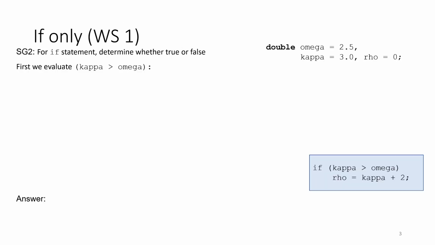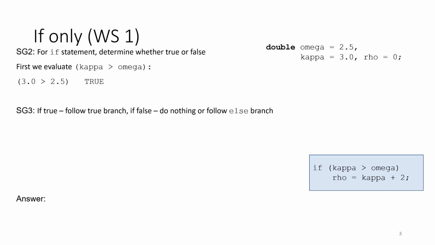For subgoal 2, we determine whether the Boolean expression is true or false. So we're going to evaluate if kappa is greater than omega. Kappa has a value of 3 and omega has a value of 2.5. Therefore, kappa is greater than omega, so we would say it's true.